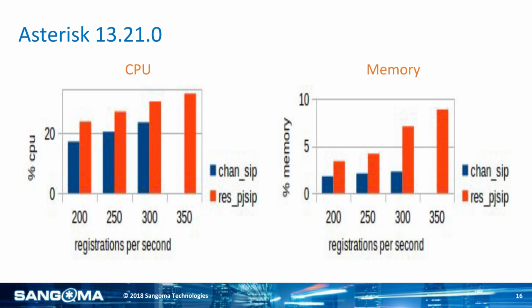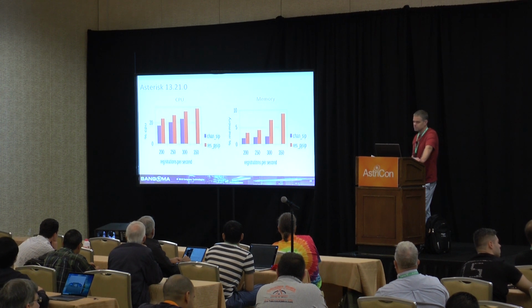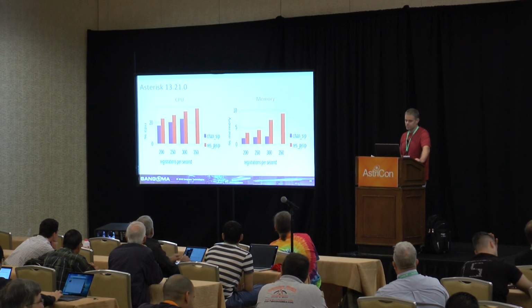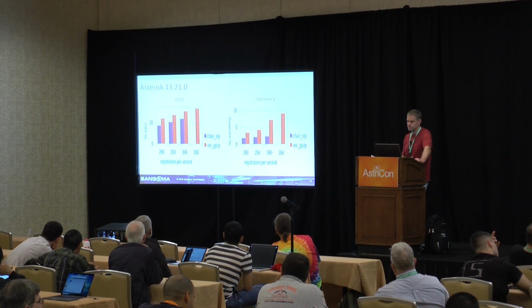That's true. So let's kind of go over quickly what we already know a little bit. These are some test results from 13.21 prior to some of the patches going in. Lower is better on these things, by the way. Yeah, the lower the number, the lower the chart and the lower the number is better. So this reflects the results from the performance before the performance patches. So you can see that res_pjsip did consume more resources than chan_sip.